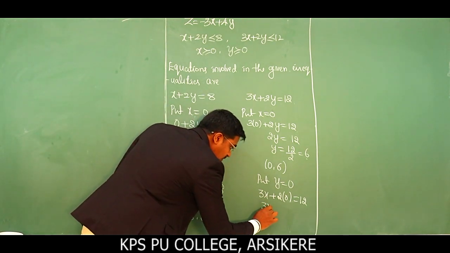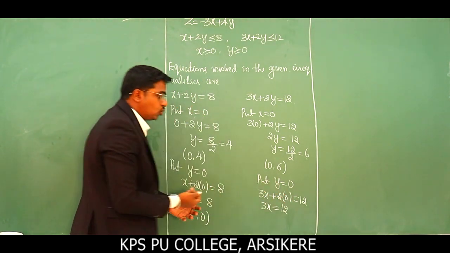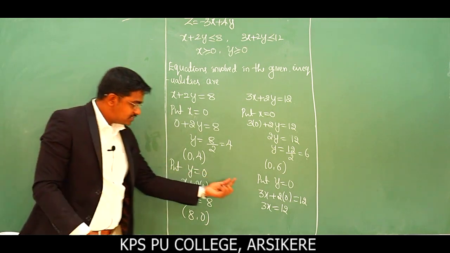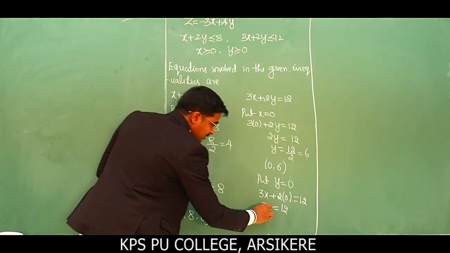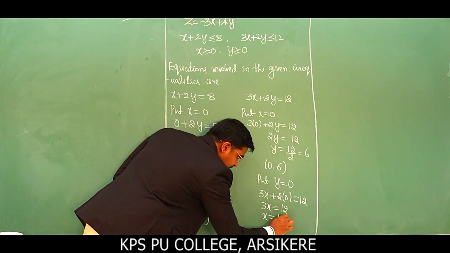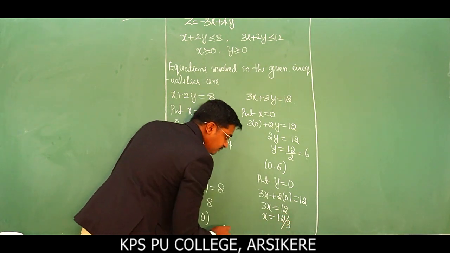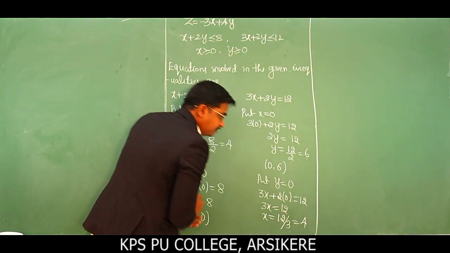So 3x is equal to 12 because 2 into 0 is 0, and 0 plus 3x is 3x. So x is equal to 12 divided by 3, so this is nothing but 4.